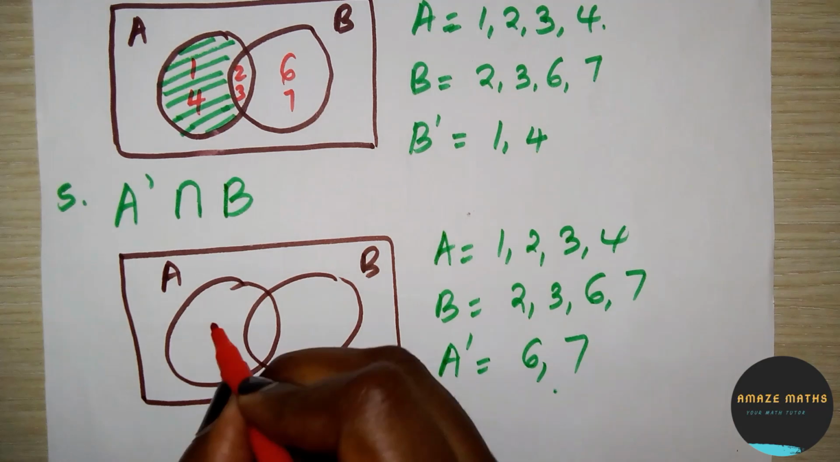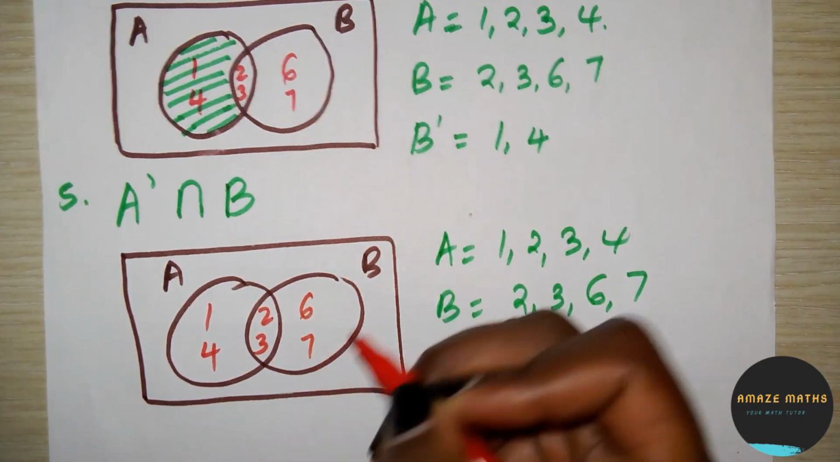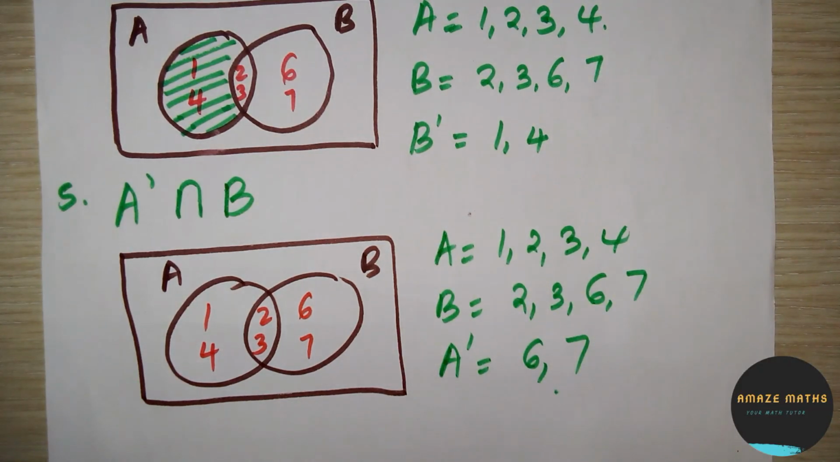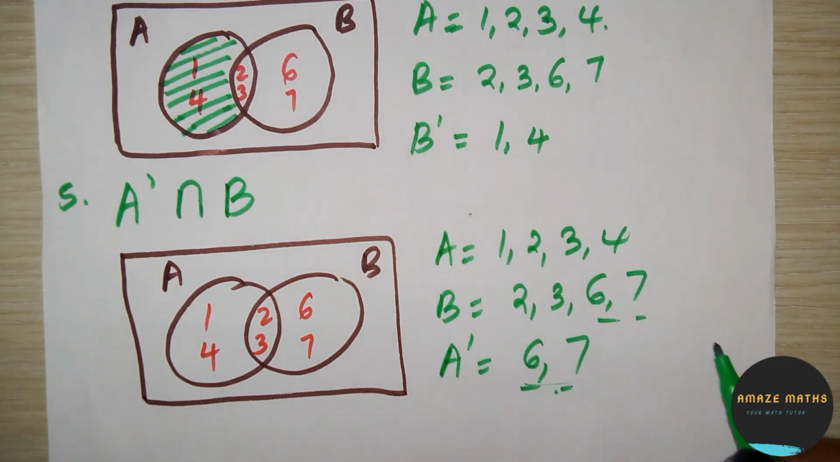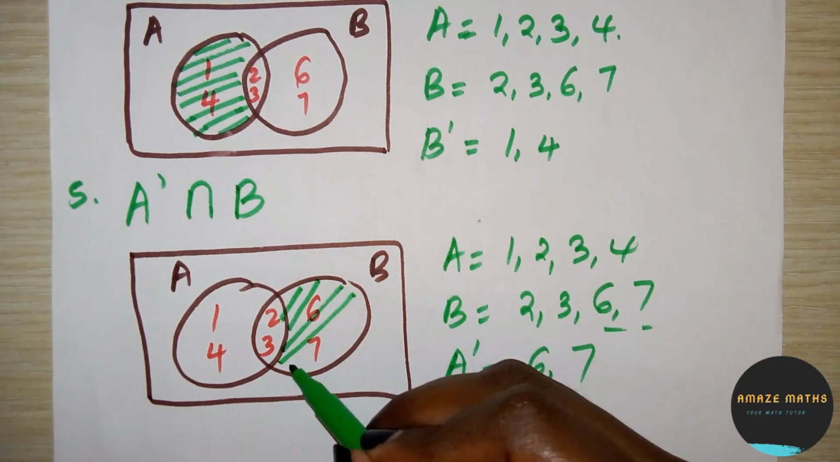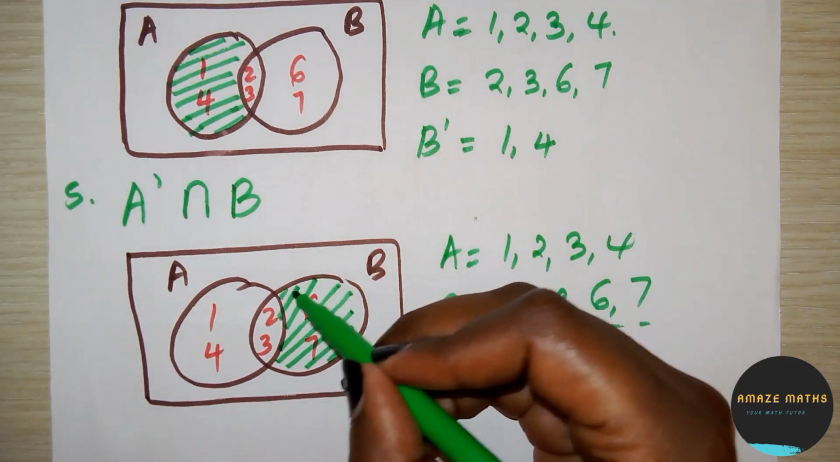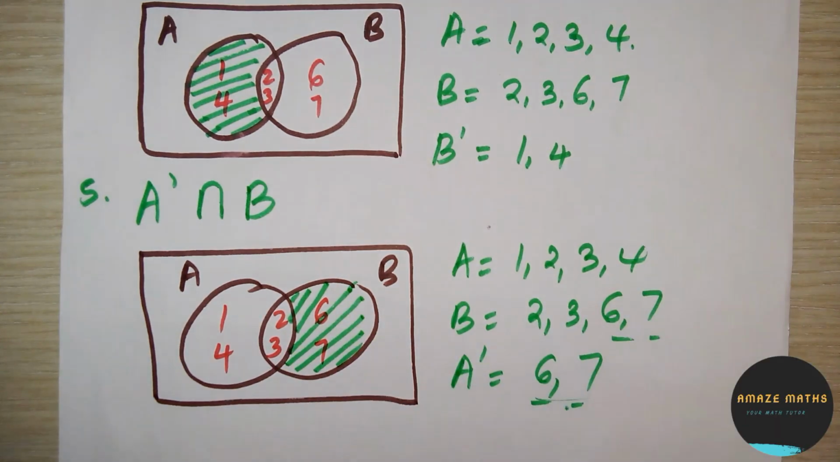Now we have the numbers here, 1 and 4, and then we have 2, 3 and 6, 7. So when it comes to shading out, we want everything outside of A, which is 6 and 7, intersecting with B. Intersecting again with B, what is common there? It's 6 and 7. So we're going to shade out this portion of B only. So we're going to shade out everything in B except what is intersecting with A and B. I hope that makes sense.